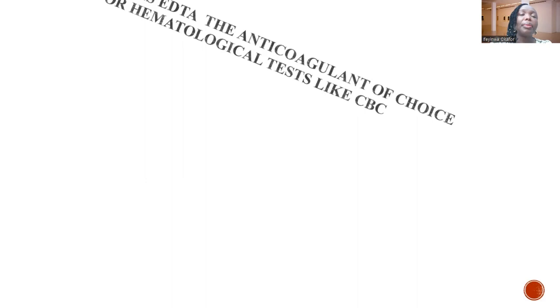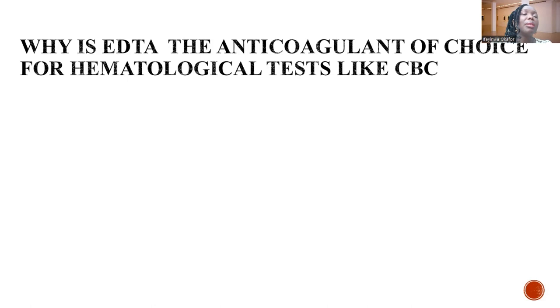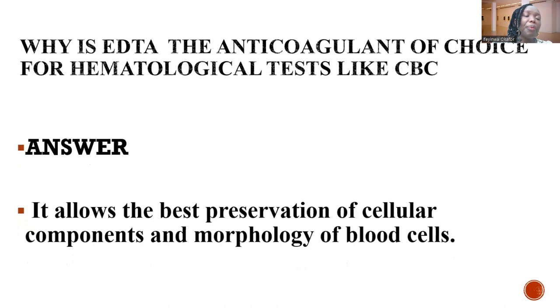Why is EDTA the anticoagulant of choice for hematological tests like complete blood count? Answer: EDTA allows the best preservation of cellular components and morphology of the blood cells. It preserves the cellular components of blood and also the morphology better than other anticoagulants. That is why EDTA is the anticoagulant of choice in hematology for tests like complete blood counts, which is the same thing as full blood counts.